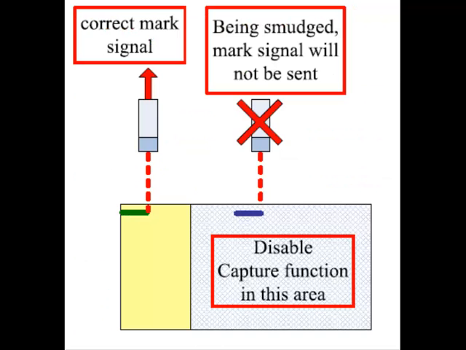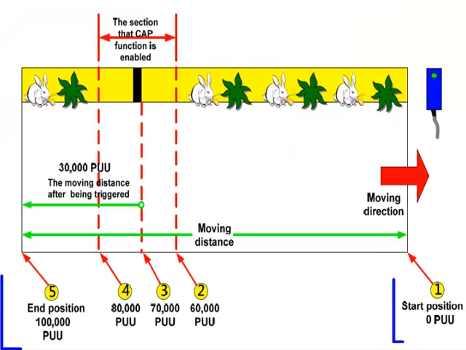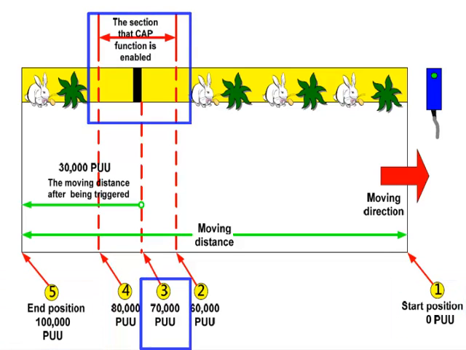To prevent misreads, the compare function will be used to create a masking window and enable the capture function only within a specific window. Here is our example, showing an index move of 100,000 counts. A registration mark is at position 70,000 of that move.